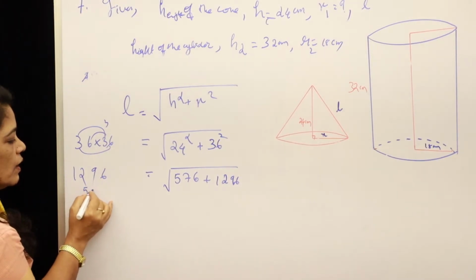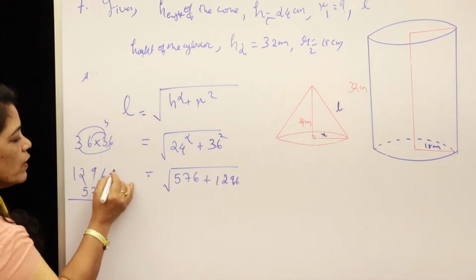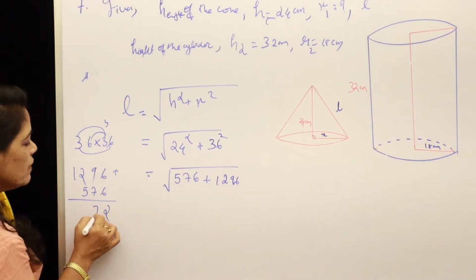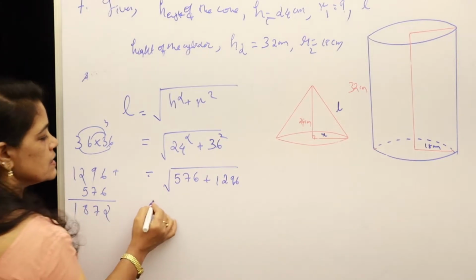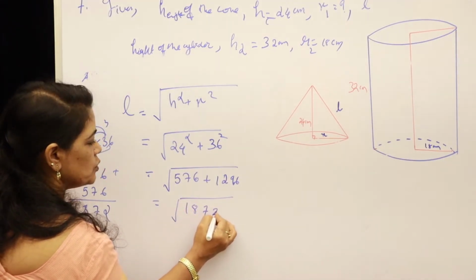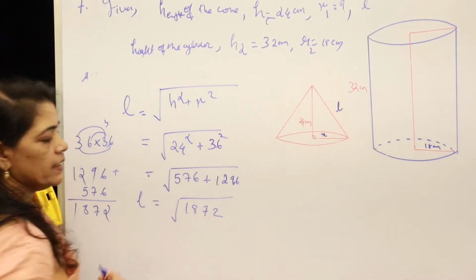576 and 1296, 12, 1 carries. Okay, 10 plus 7, 17, 1 carry, 8 and 1. That is, in the square root, we have now 1872. This will be the slant height.